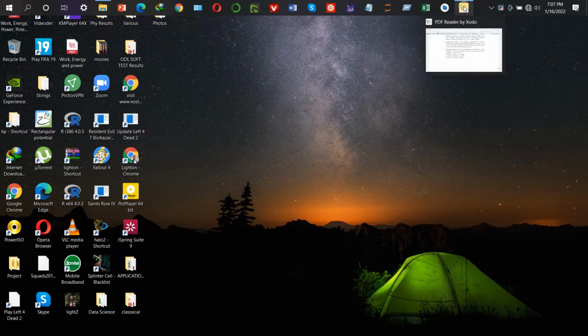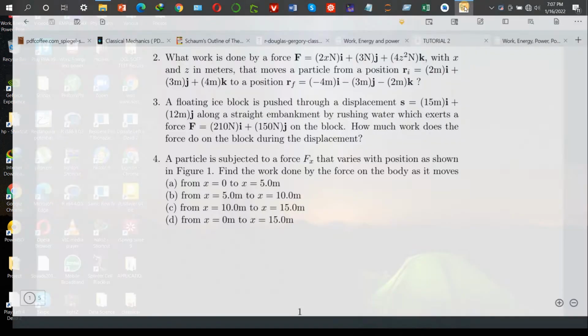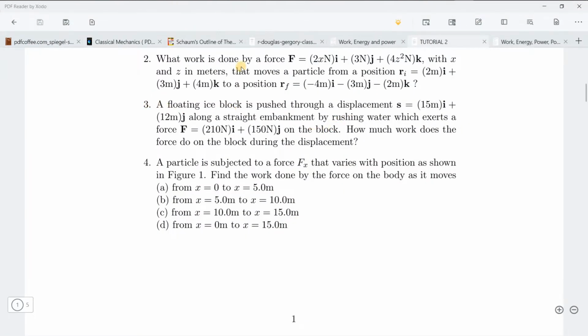I've opened up a document here, and we have a question, the second question, as you can see. The question is, what work is done by a force F? The force is given as F equals 2x newtons in the I direction plus 3 newtons in the J direction plus 4z squared newtons in the K direction, with x and z in meters. So they've given us x and z in meters.